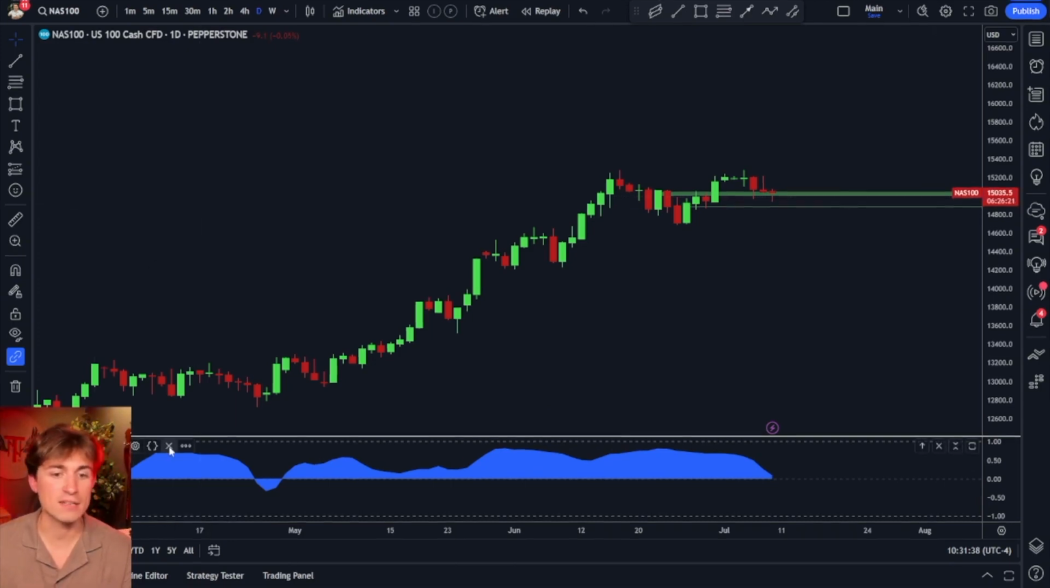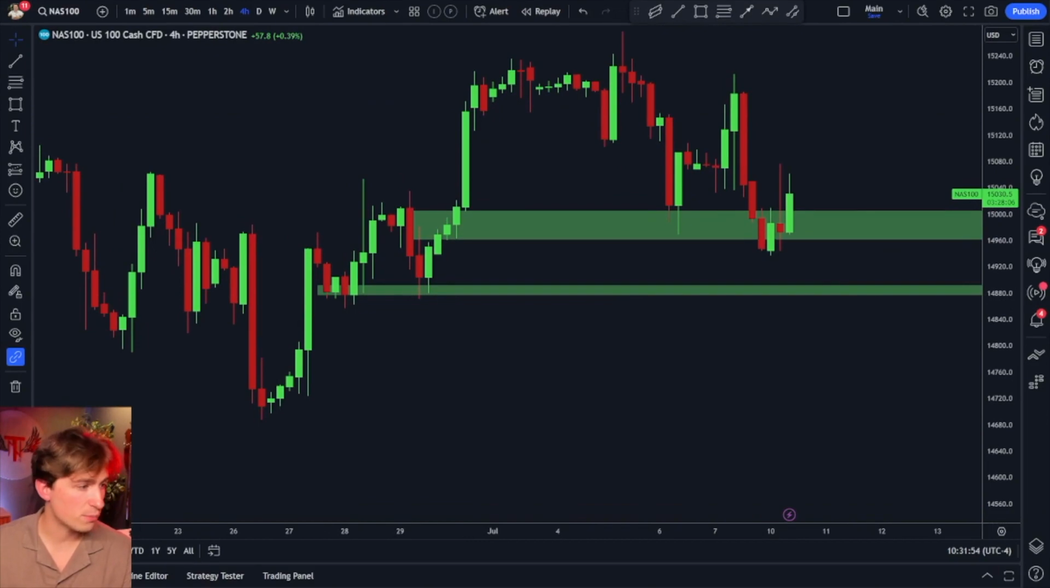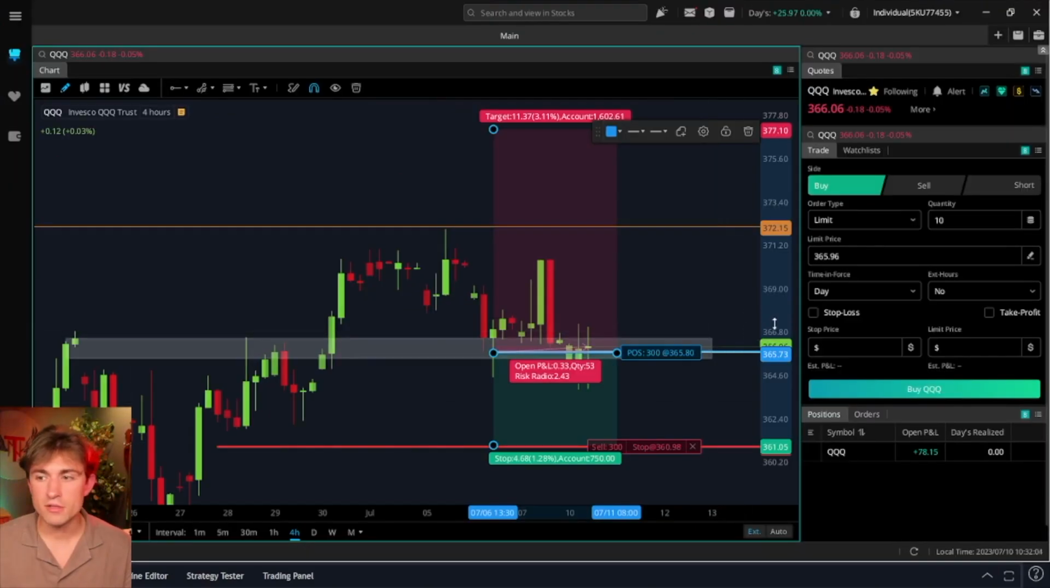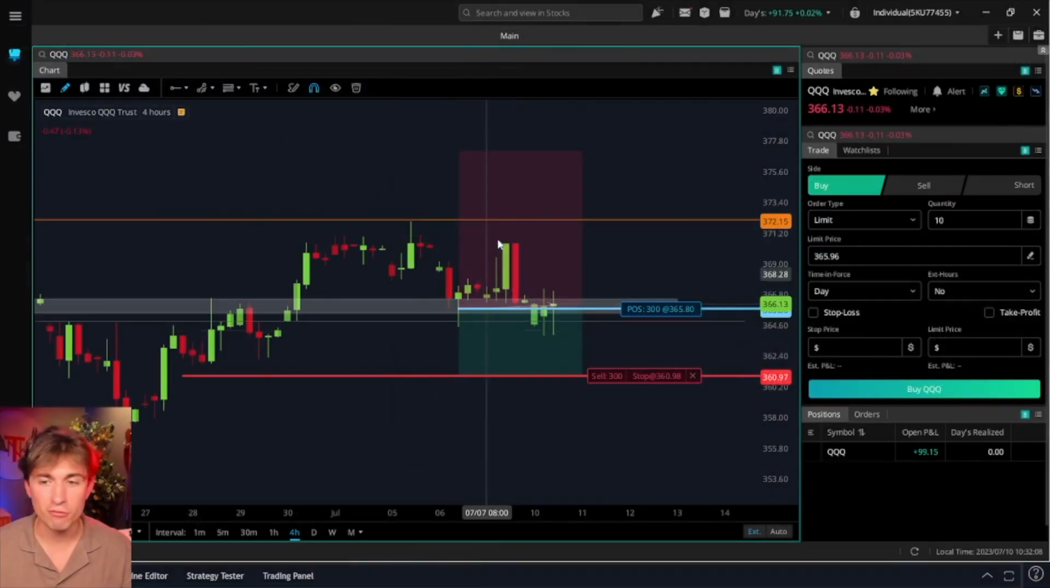So back to the idea. All right, guys, we're taking a look at Nasdaq, and I am still long NAS. Let me actually pull up my position so you guys can see it here. One second. All right, so here is my NAS position. I'm still back to break even. This trade has gone back and forth here.